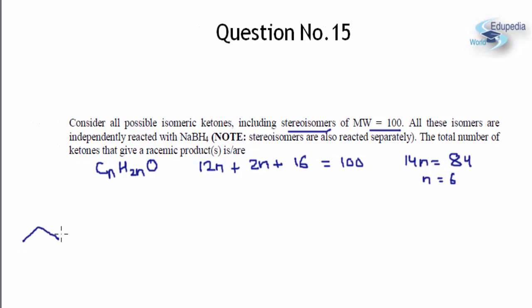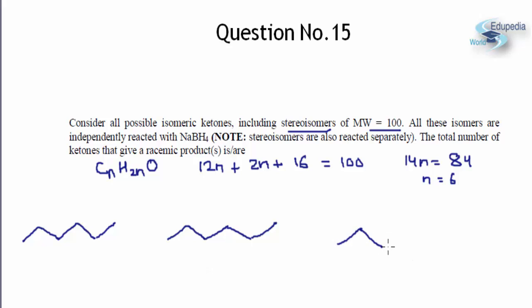First I am drawing a straight chain. So here are 3 carbons, 4, 5 and 6. This is the first possibility. I am again drawing another one, 3 carbons, 4, 5 and 6. So 2 I have drawn straight chains. Then I will consider branching.